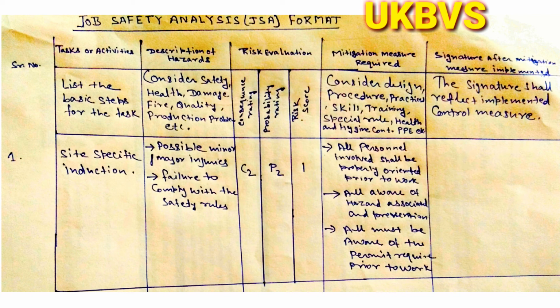On behalf of this format, I have taken one activity, that is site specific induction. The description of hazard is possible minor or major injuries, and failure to comply with the specific rules. In the risk evaluation, the consequence rating is C2, the probability rating is P2, and the risk score is 1. This is the format, and the mitigation measure required is as written in the format. You can look and read, take a screenshot, or download this video for watching in future.